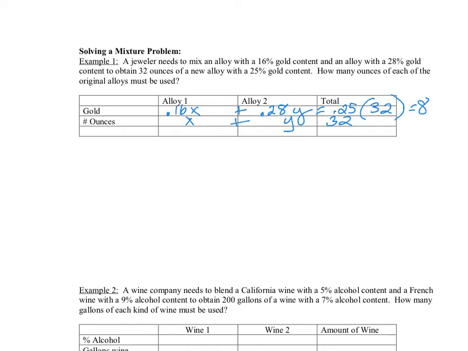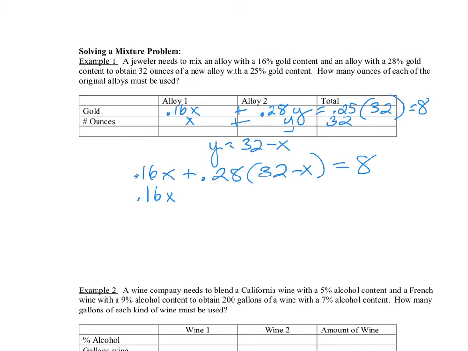Okay. All right. So, well, now I have x and y. So I'm going to do substitution. y equals 32 minus x. 0.16x plus 0.28 times 32 minus x equals 8. Okay, so I have 0.16x plus the 0.28 I have to distribute. So 0.28 times 32 is 8.96 minus 0.28x.